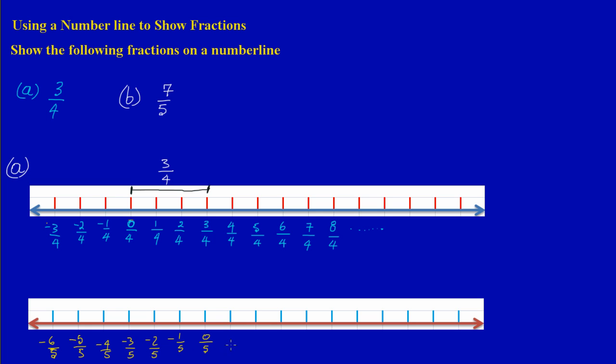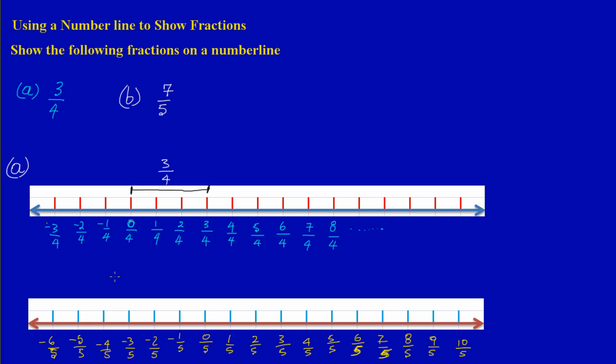Now to my right, as I increase, I'll be increasing by 1 unit also. This is 1/5, 2/5, 3/5, this would be 4/5, this would be 5/5, and this is 6/5, and this is 7/5, and this would be 8/5, and I would have a 9/5, and I would have a 10/5.